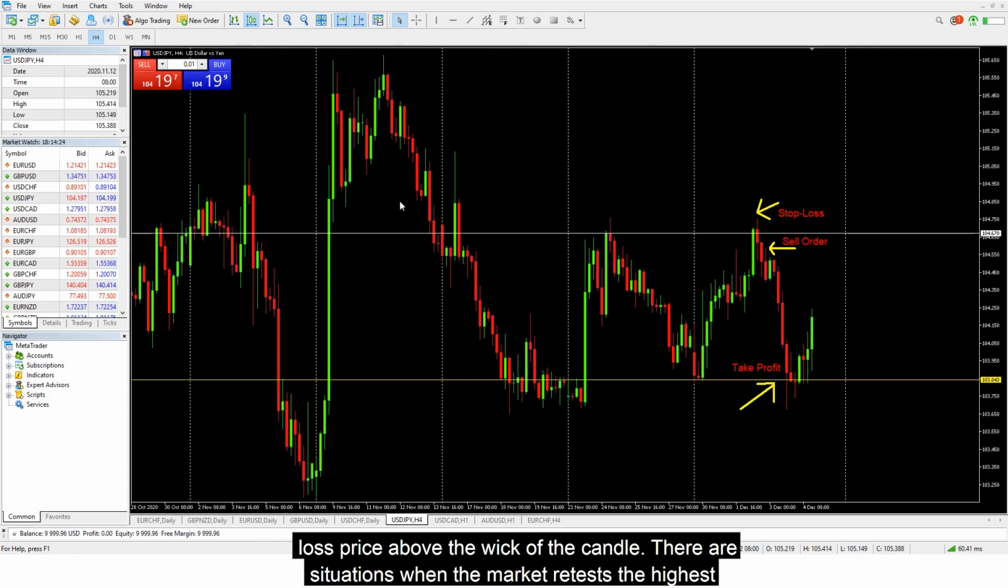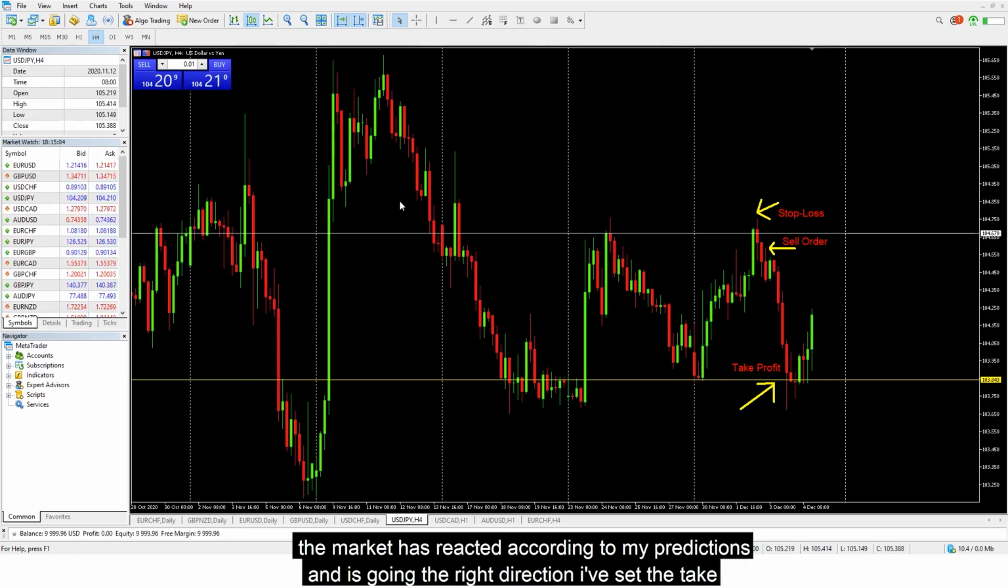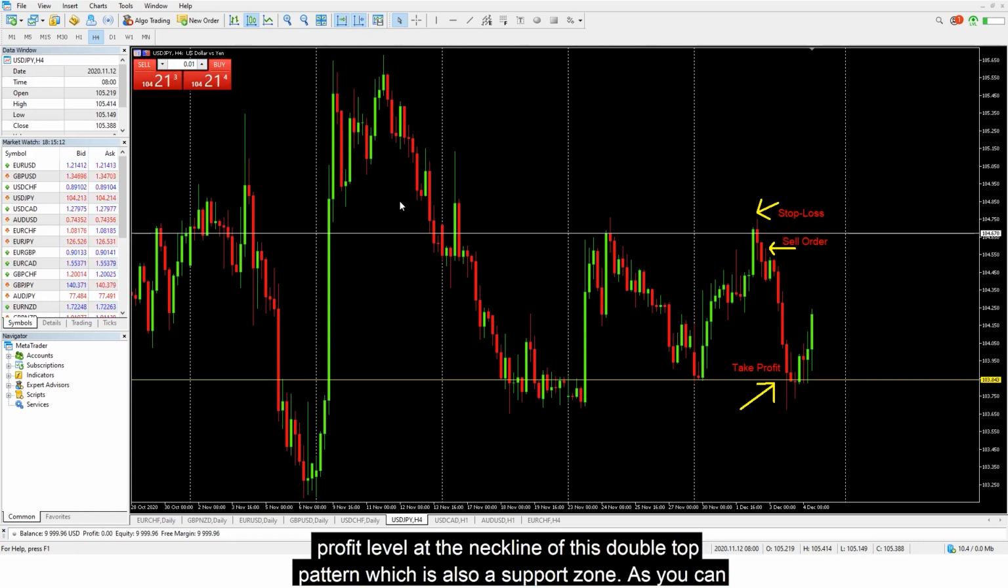There are situations when the market retests the highest wick of a candle on a resistance or a support zone. So I've placed the stop loss just above the wick of the candle. My entry price of the sell order is around 104.550 level, and the stop loss level would be around 104.850. So the risk of stop loss, if it gets hit, is about 40 to 50 pips. And as you can see, the market has reacted according to my predictions and is going in the right direction. I've set the take profit level at the neckline of this double top pattern, which is also a support zone.